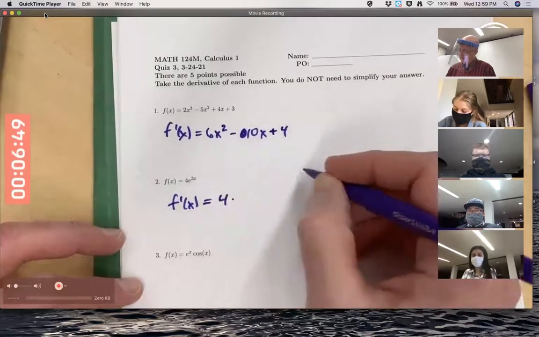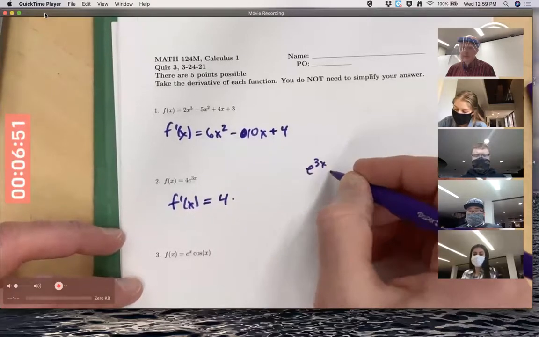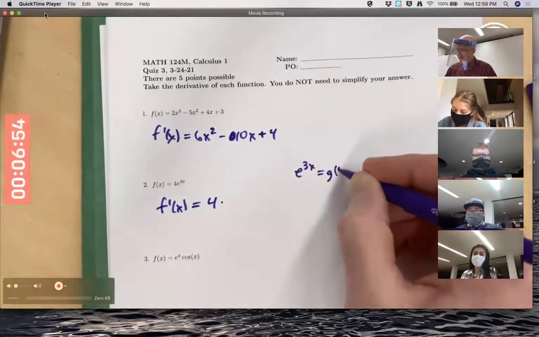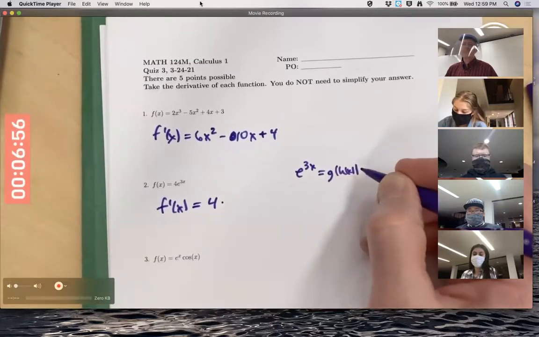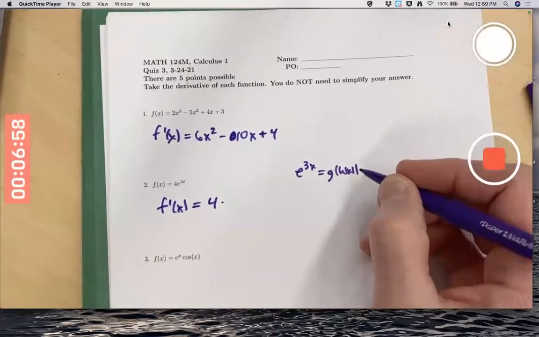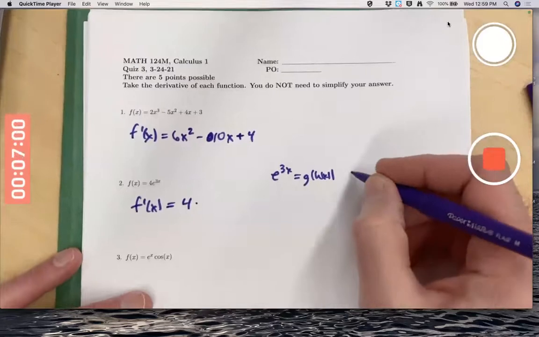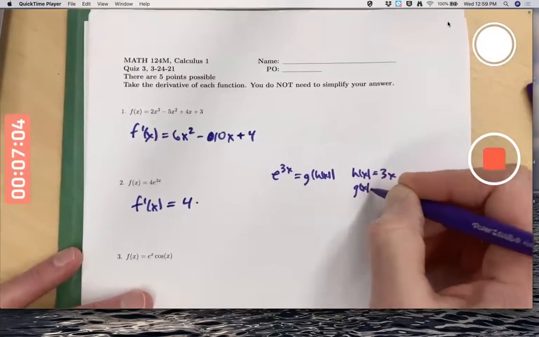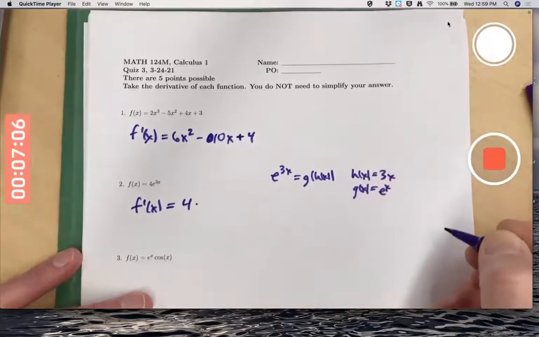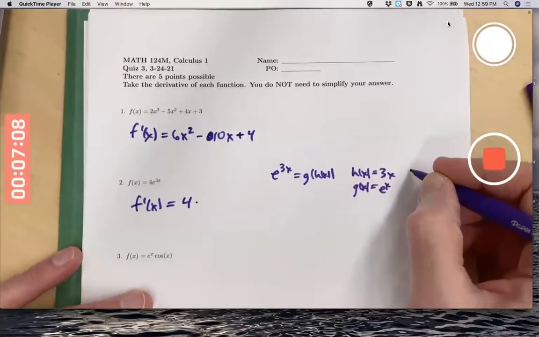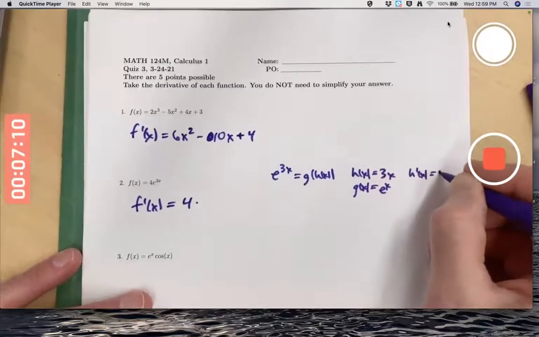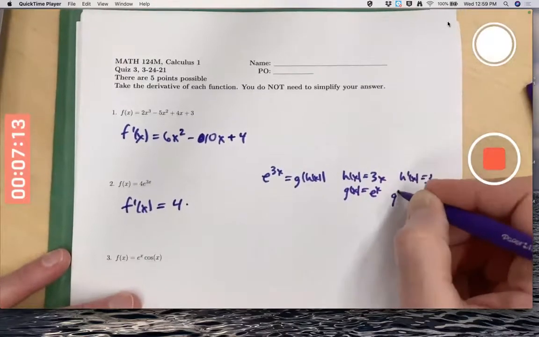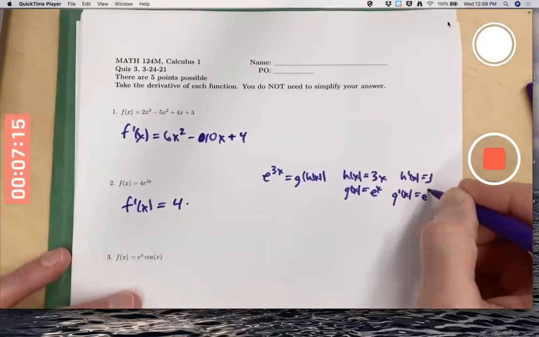If you want to think of e to the 3x as being a composition, say g of h of x, then you should pick h of x to be 3x and g of x to be e to the x. You will need the derivative of both of those. H prime of x will be 3, and g prime of x will be e to the x, because the derivative of e to the x is itself.